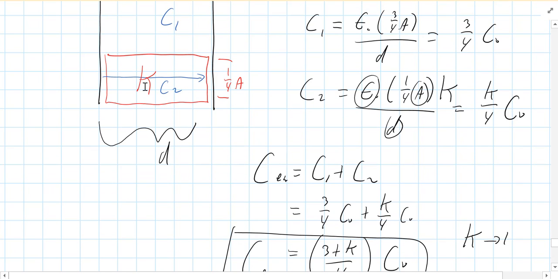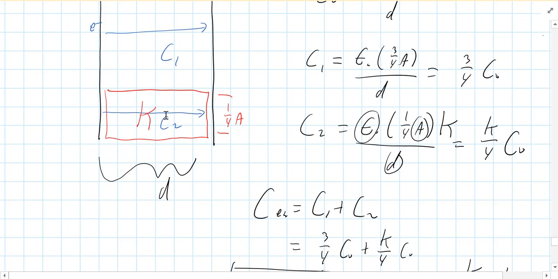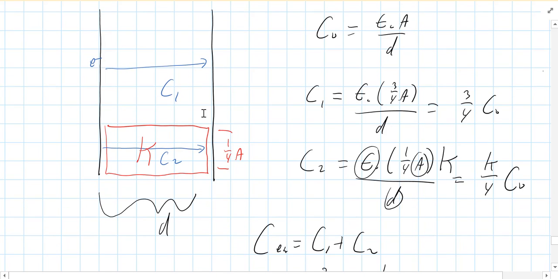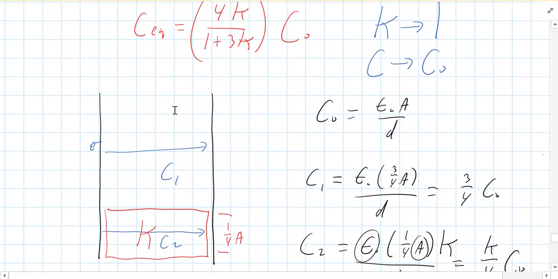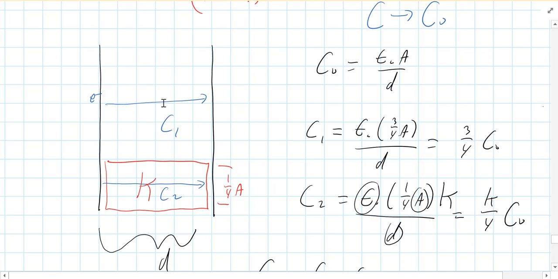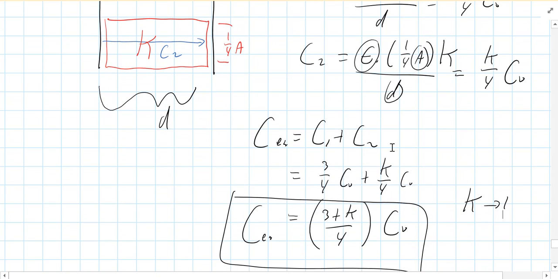So when you're adding dielectrics such that they take up only part of the volume, you have to figure out, are they in parallel like this one, or are they in series like the previous one? Find each individual part of the capacitance and then add them appropriately, whether they're in series or parallel.